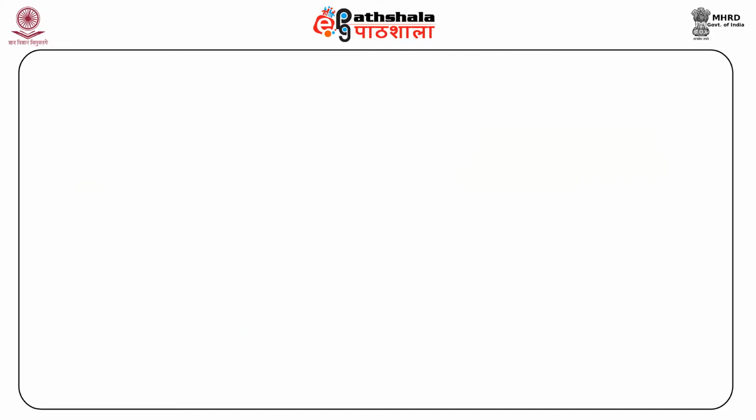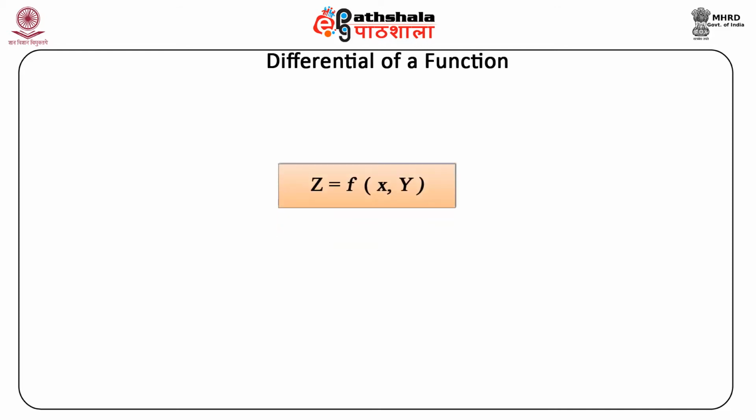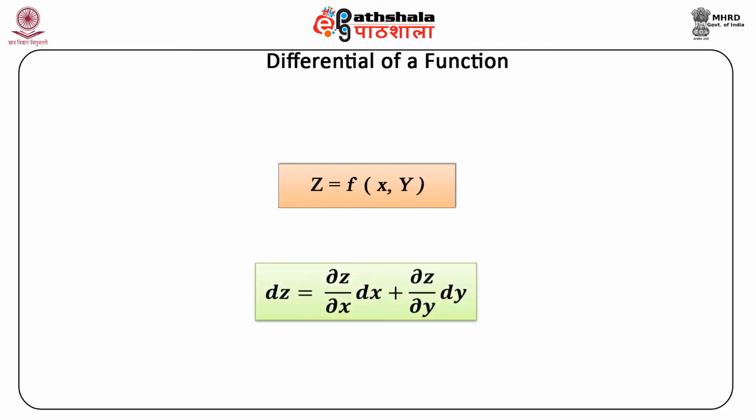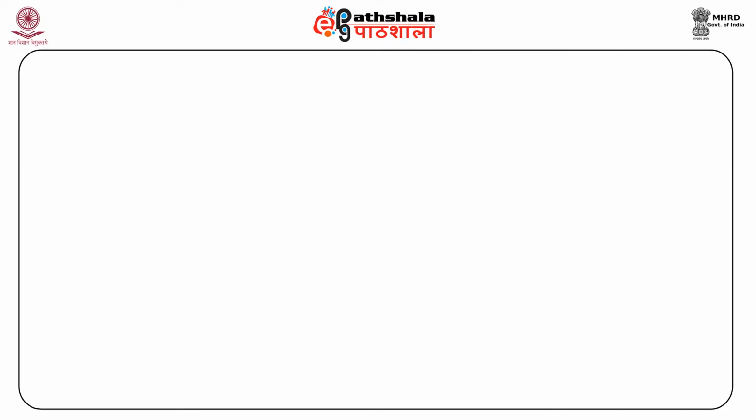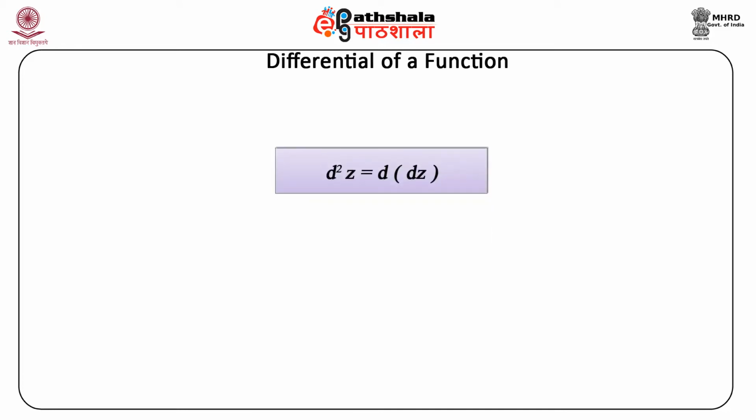It is possible to calculate second and higher order differentials directly by applying various rules of differentials. Second order differential can be calculated as the differential of a first order differential. Consider again z is equal to f of x comma y. dz is equal to ∂z/∂x into dx plus ∂z/∂y into dy. Second order differential d square z is equal to d of dz.